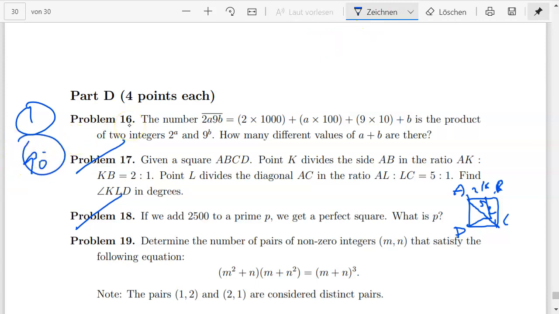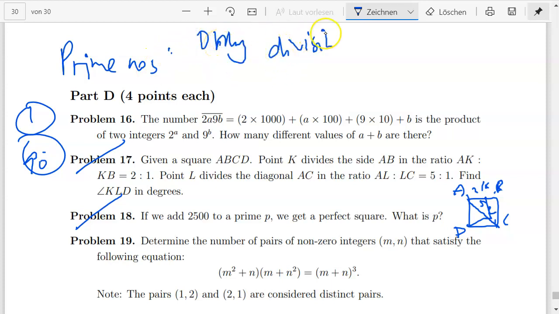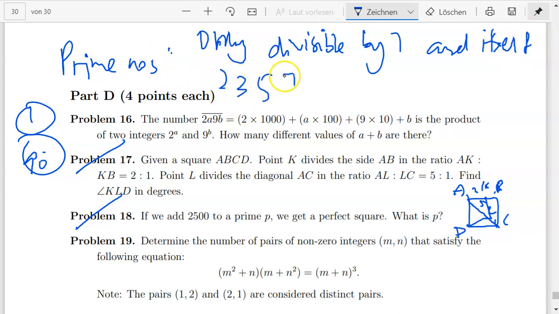And then for problem 18, if we add 2500 to a prime P, we get a perfect square. What is P? Okay. Note that prime numbers are only divisible by 1 and itself. Some examples of prime numbers will be 2, 3, 5, 7, 11, and so on. And then also note that 2500 is actually 50 squared.